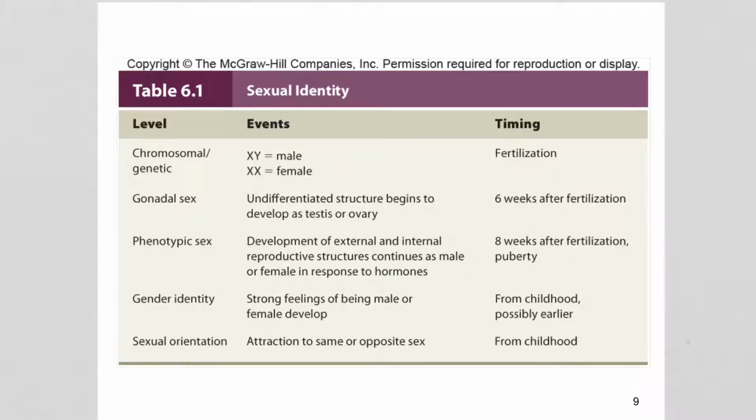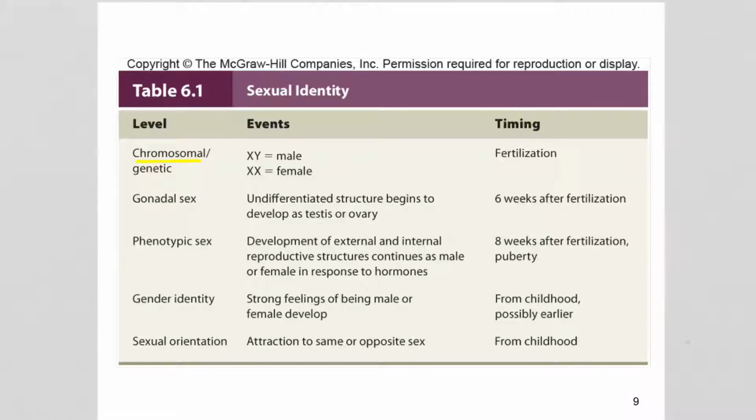So as I've mentioned a few times, sexual identity does not relate solely to the genes and chromosomes that we inherit. And I think your textbook does a nice job of summarizing the different levels or aspects that contribute to sexual identity. Table 6.1 provides an overview of the different layers involved, the events that relate to each aspect, and the timing in terms of development when these things occur.